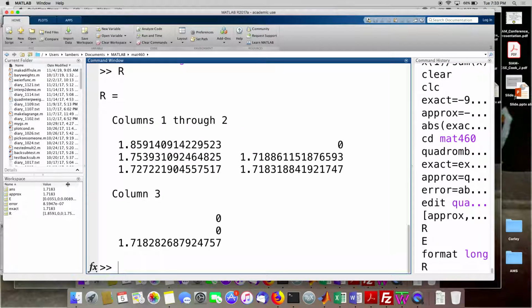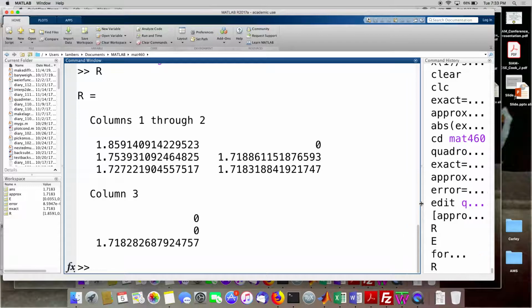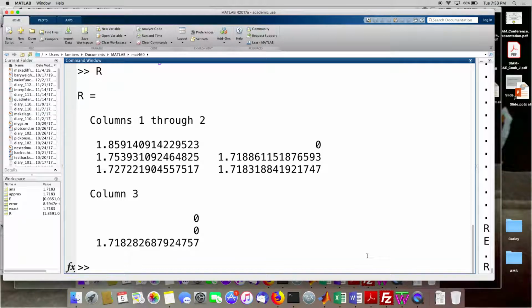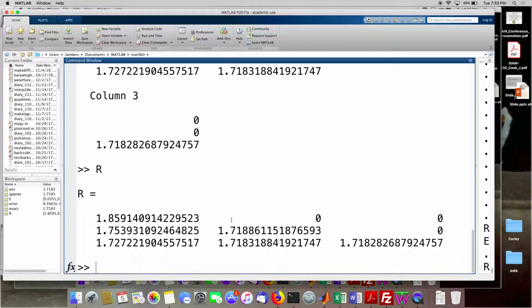Let me make this a little bigger. Okay, this is what a Romberg table looks like. The first column is computed just using the composite trapezoidal rule. Here we use 1 subinterval, then 2, then 4, so that keeps doubling. Now the exact value is 1.718 something. So it is getting closer, but only second order accurate.